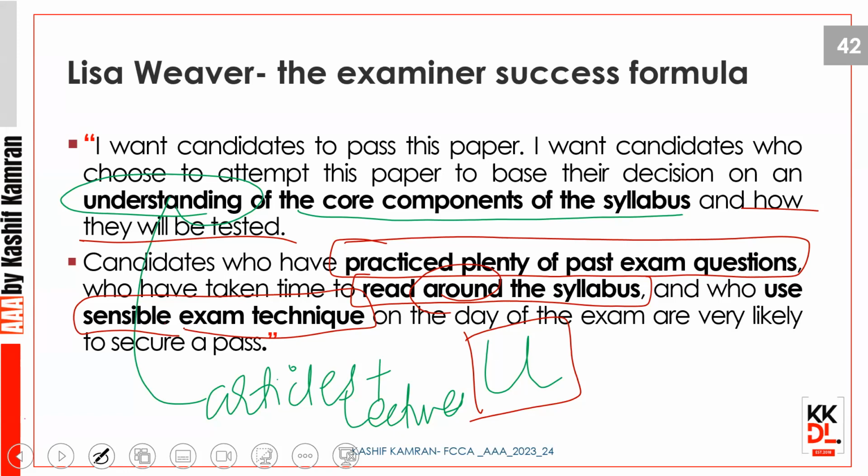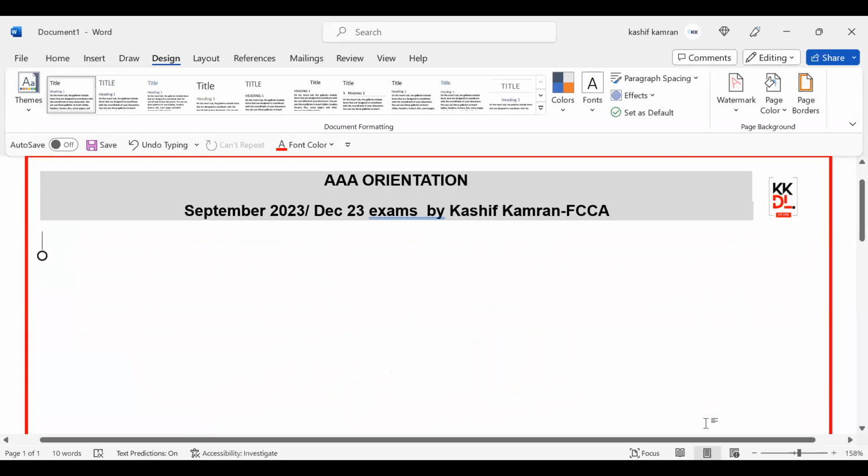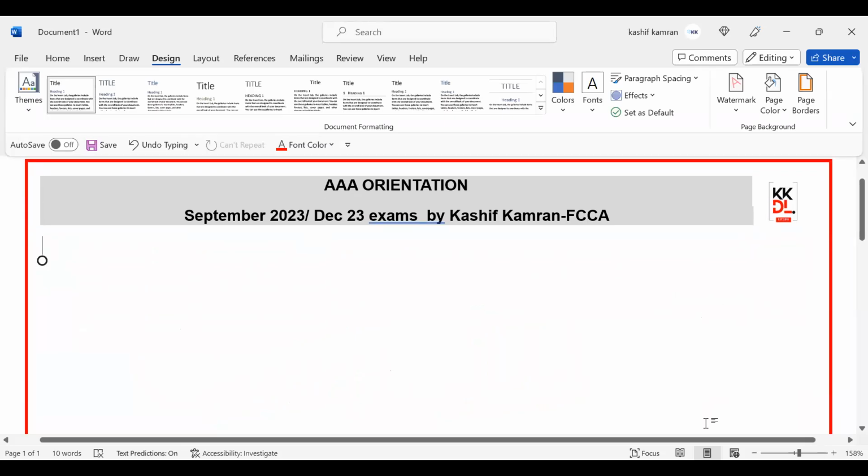Now, I just want to do one analysis here of Lisa Weaver's success formula. She says, practice plenty. And I want to also do the analysis on the element of SBR now. So is the formula clear to all of you? Understanding the core components, that is the course you've enrolled for. Practice plenty, I'm just giving you a definition of practice plenty in the next 1 minute. Read around the syllabus, no books, only articles, and sensible exam techniques. So let's go back to my Word file now. Can you all see the Word file on your screen?